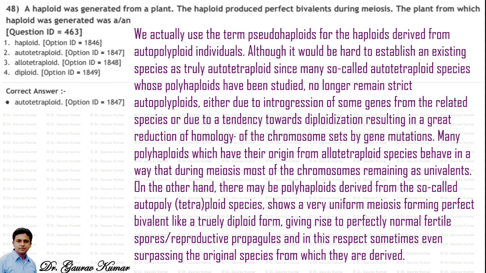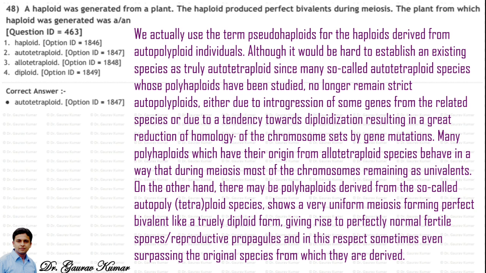Now many polyhaploids which have their origin from allotetraploid species behave in a way that during meiosis most of the chromosomes remain as univalents. So if they are allopolyploid, like in this case where we have the allotetraploid example, they have this tendency to be univalent.